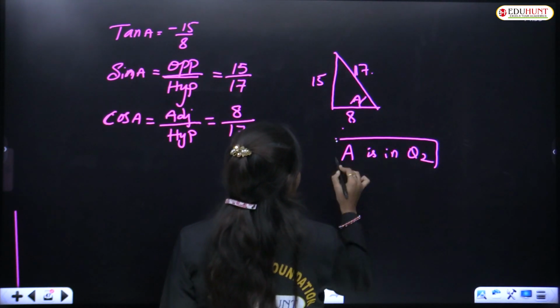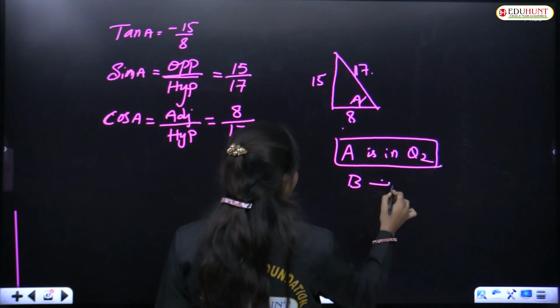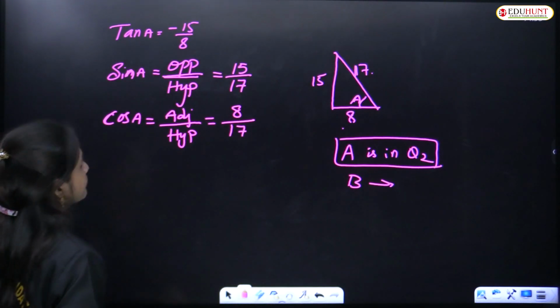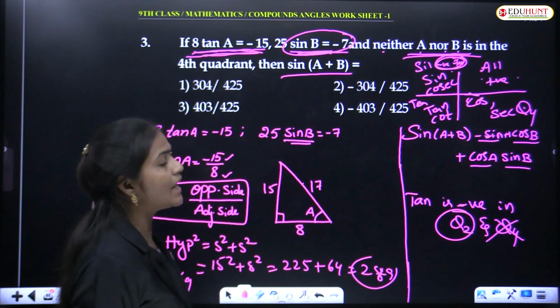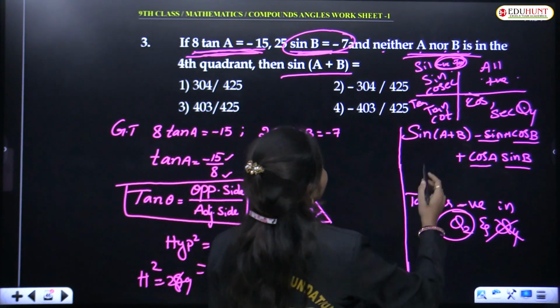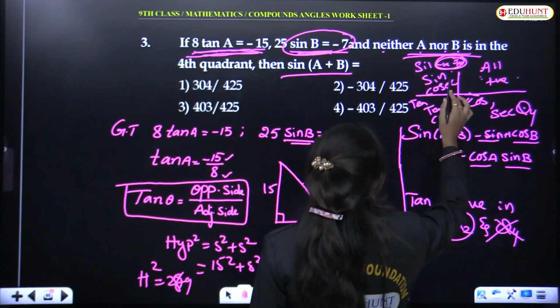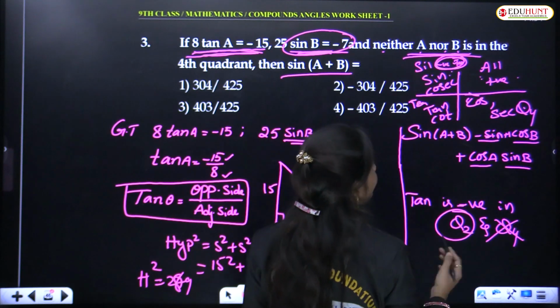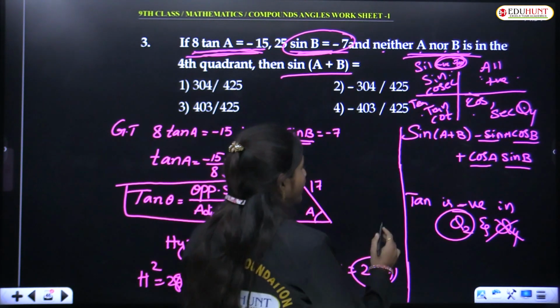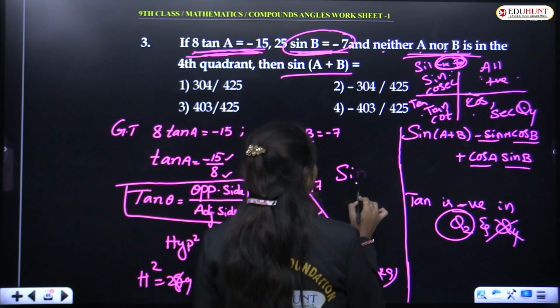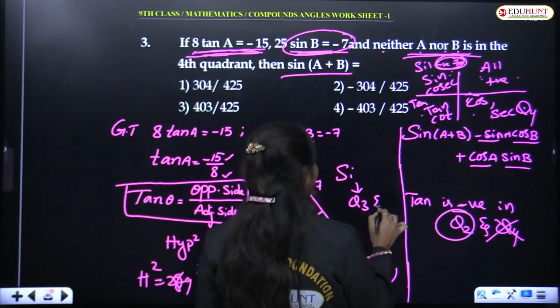This is the first condition. Next we have to see for B: B is in which quadrant? Next, sin B. Where do we have negative sin? Here in Q1 positive and Q2 also positive. Where do we have negative sin? Here, Q3 and Q4. So sin is negative in Q3 and Q4.